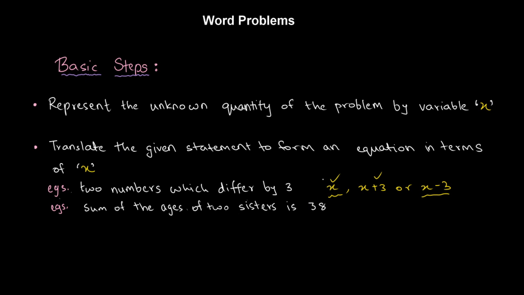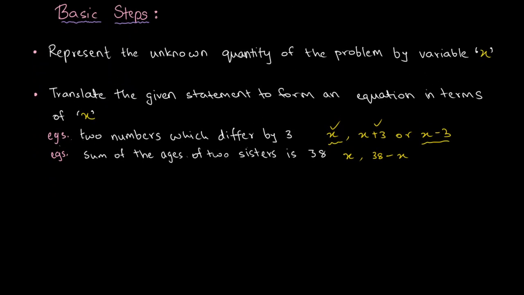Let's take another example. Suppose in a question related to ages, they say the sum of the ages of two sisters is 38. How do I interpret that information and convert it to an equation with variables? Suppose one sister's age is x years, the other sister's age will be 38 minus x years. Understand, the sum of these two has to be 38. So if one is x, the other one has to be 38 minus x. These are just examples of possible sums that could come, and their respective interpretations.